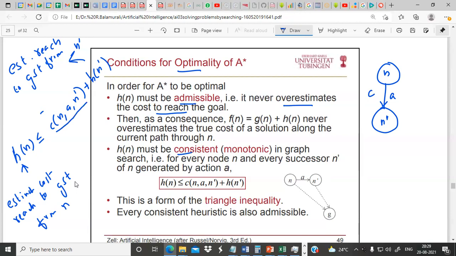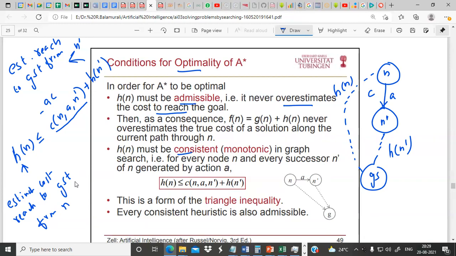So this is actually the actual cost. But this h of n dash is the heuristic cost. What is h of n dash? It is the heuristic cost, the estimate of reaching the goal state. So that is h of n dash. And what is h of n? There is another thing, h of n. The estimated cost of reaching from the state n to the goal state.